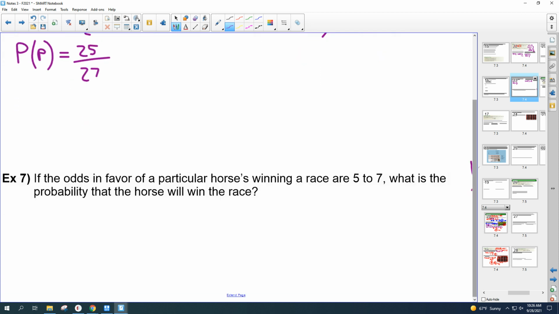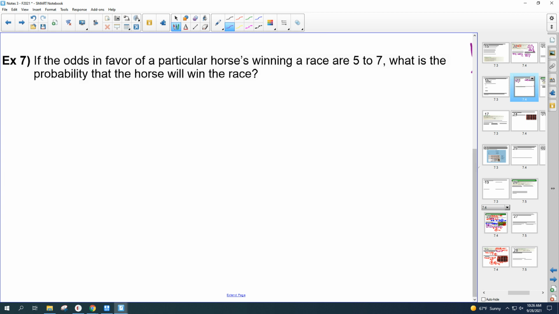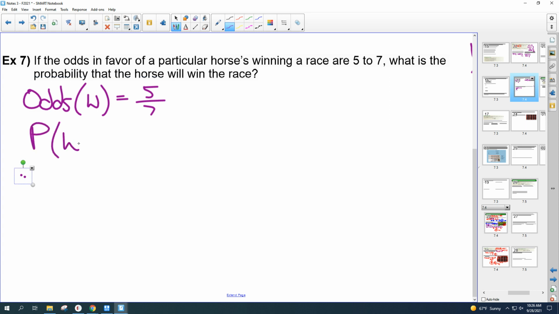Number 7, if the odds in favor of a particular horse winning a race are 5 to 7, so odds of winning are 5 to 7, what's the probability? Feels like we already did this. It's the probability of winning, 5 to 12. 5 to 12.